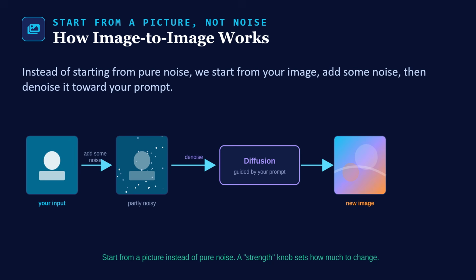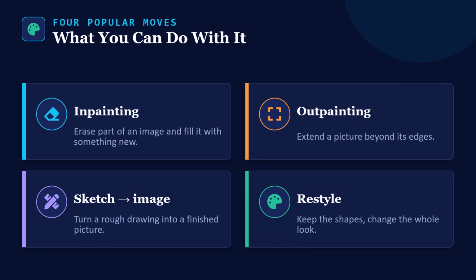There is a knob called strength. Low strength keeps it close to your original. High strength changes a lot. You choose how far to go. This unlocks some fun tricks. Inpainting: erase part of an image and fill it with something new, like removing a person from a photo. Outpainting: extend a picture beyond its edges. Sketch to image: turn a rough drawing into a finished picture. And restyle: keep the content but change the whole look. Same tool, 4 different jobs.